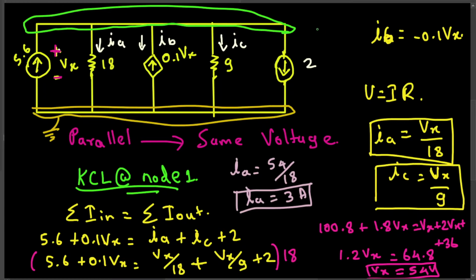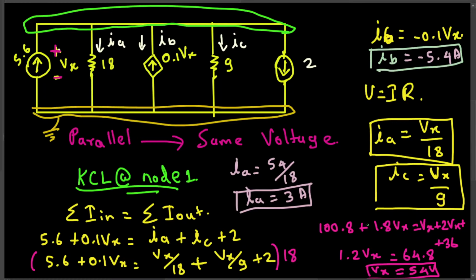Now let's look at the IB. IB is basically negative 0.1 times Vx. We know Vx is 54, so if you multiply, it's going to be negative 5.4 ampere. So this is IB. We found out the IB.